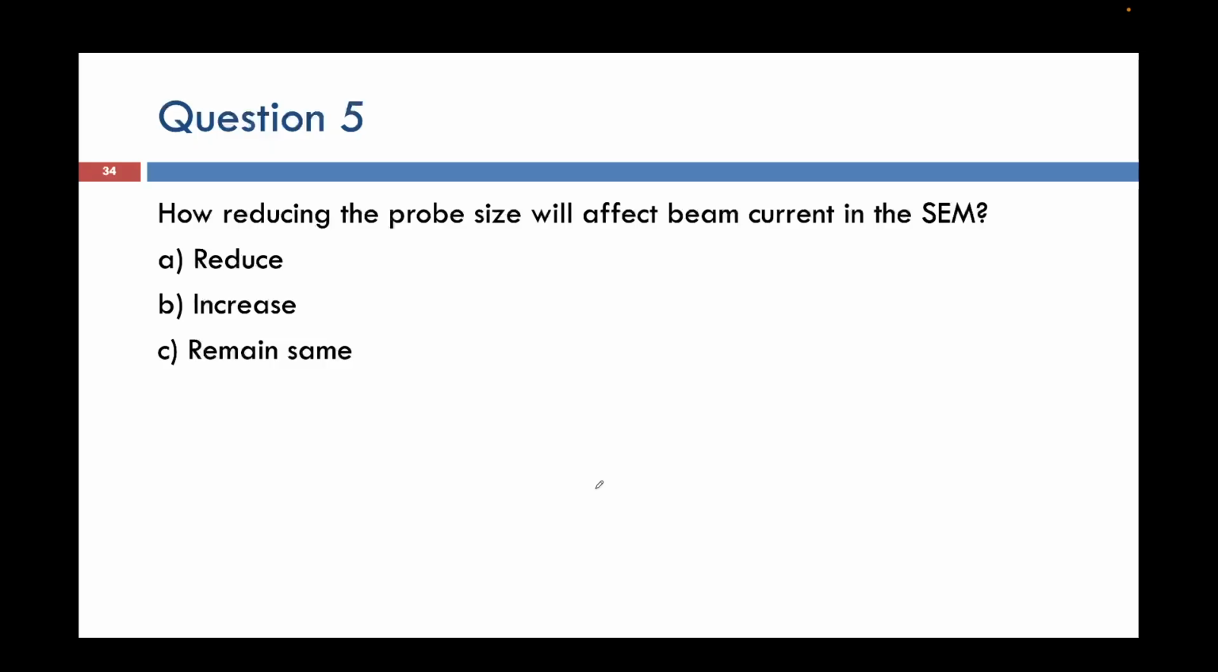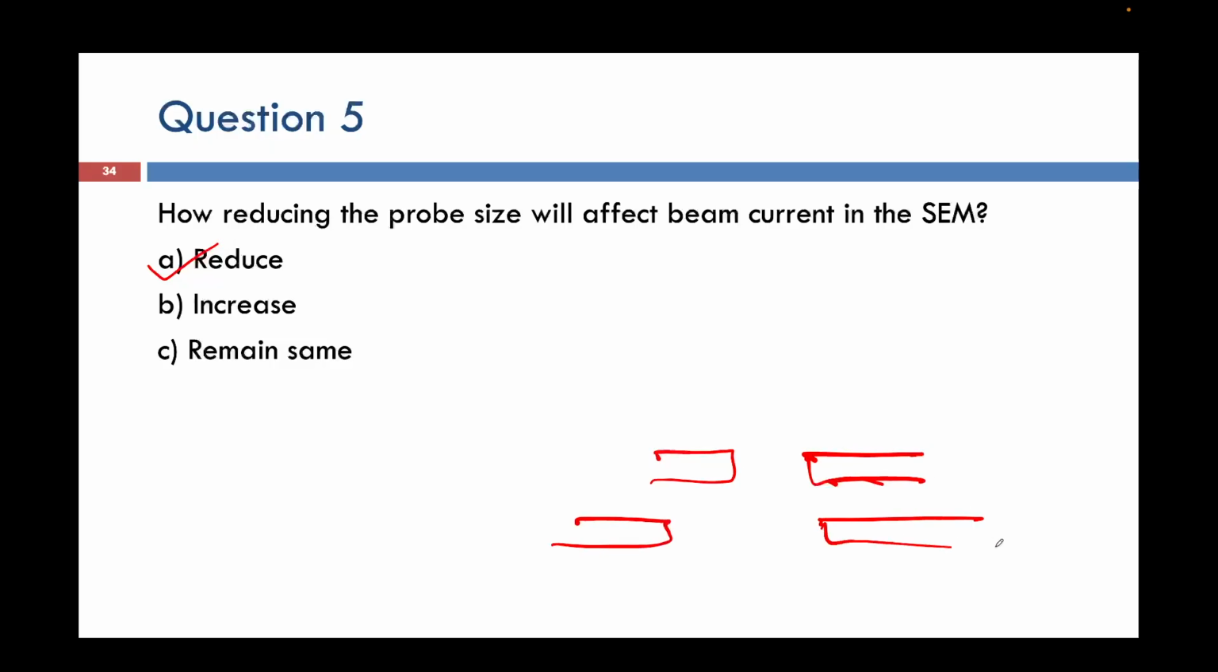So, reduce A. Reduce A, yes. So that is the correct answer. Reducing probe size means the beam current will also be reducing. Probe is nothing but the incident electrons which are falling onto the specimen. If we are decreasing it by putting an aperture here instead of a bigger aperture, then effectively we are blocking many signals from this region. So let's say this is my sample. That means it will reduce.